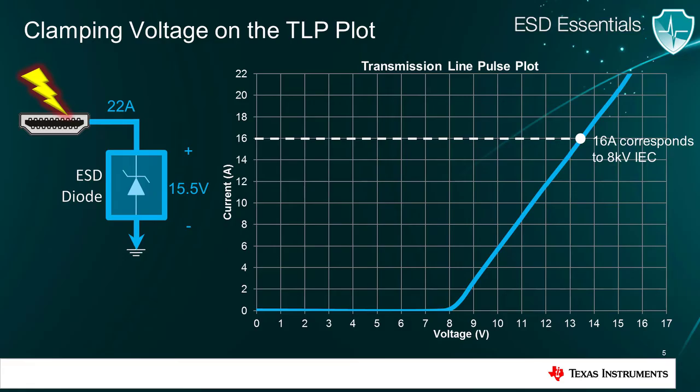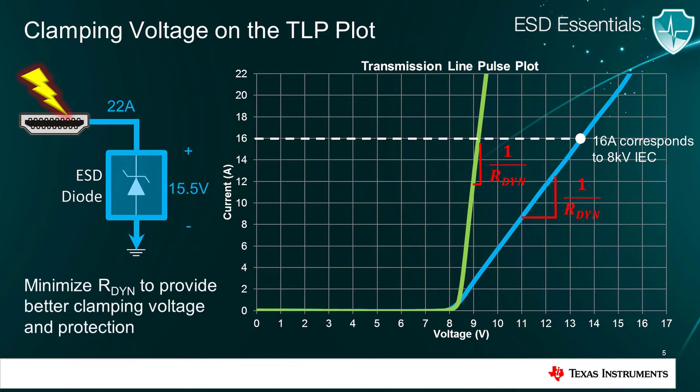The slope of the TLP curve is important in understanding how well the diode protects. For example, this other diode shown by the green curve has a sharper slope, and as a result, it has a lower clamping voltage for each given current. By Ohm's law, the slope of these curves is 1 over R dynamic, so next time you select an ESD diode, look for one that minimizes R dynamic to provide a better clamping voltage.